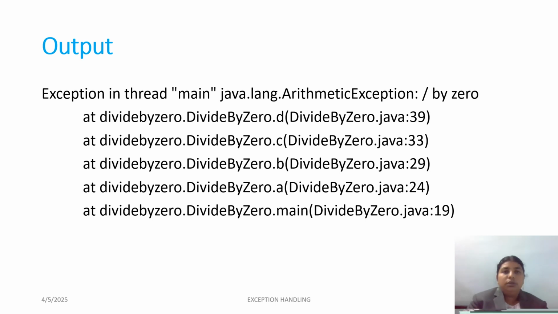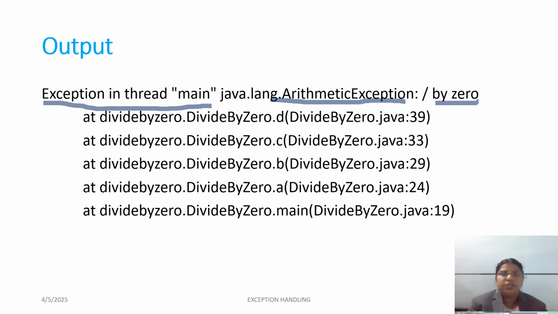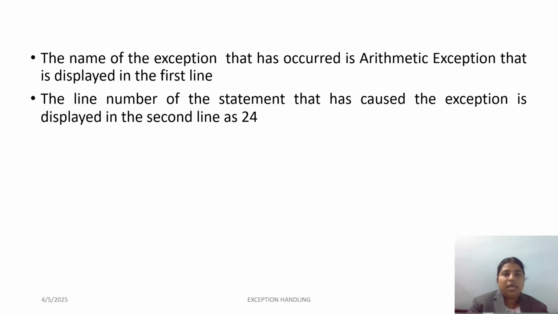The output of the code throws an exception in the main thread. The exception that is thrown is the arithmetic exception, where we attempt to divide the value by 0. The set of statements that are involved are mentioned here, and the primary cause of the error is the statement where we attempt to divide the value by 0. The name of the exception that has occurred is arithmetic exception, which is displayed in the first line. The line number of the statement that has caused the exception is displayed in the second line as 24.